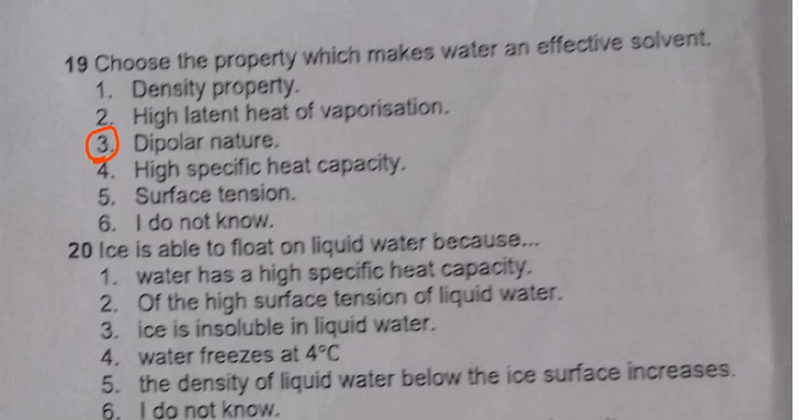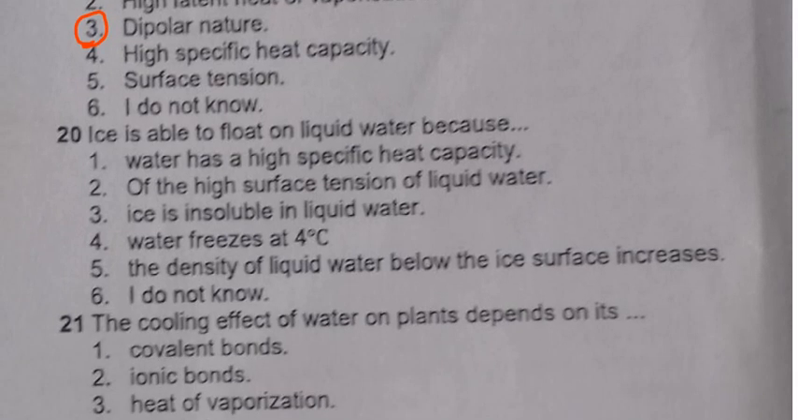So 20. Ice is able to float on liquid water because ice is lighter than liquid water. So let's see the answers. Water has a high specific heat capacity. No, this is not related to this statement, why ice is able to float on liquid water. 2, because of the high surface tension. No, this is not the answer. Ice is insoluble in liquid water. No, this is not true.